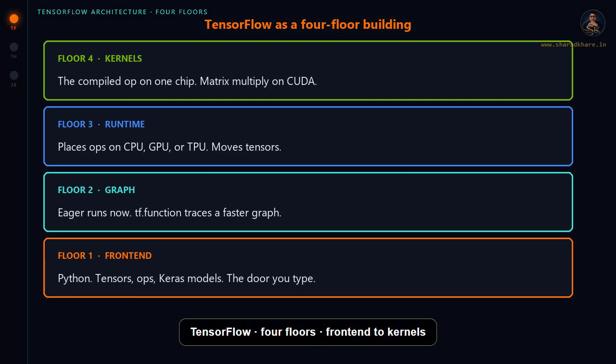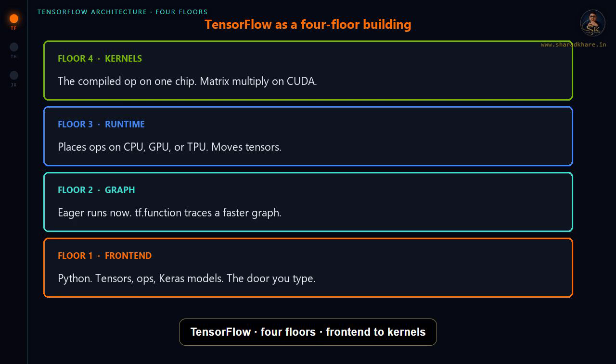Floor 3 is the runtime. It places ops on CPU, GPU, or TPU, and it moves tensors between them. Floor 4 is kernels. A kernel is the actual compiled code for one op on one device, like a matrix multiply on CUDA. If a kernel is missing for your device, that op falls back or it fails. That is why GPU installs are picky. TensorFlow also has a C API sitting under the Python. Other languages can talk to the same runtime.